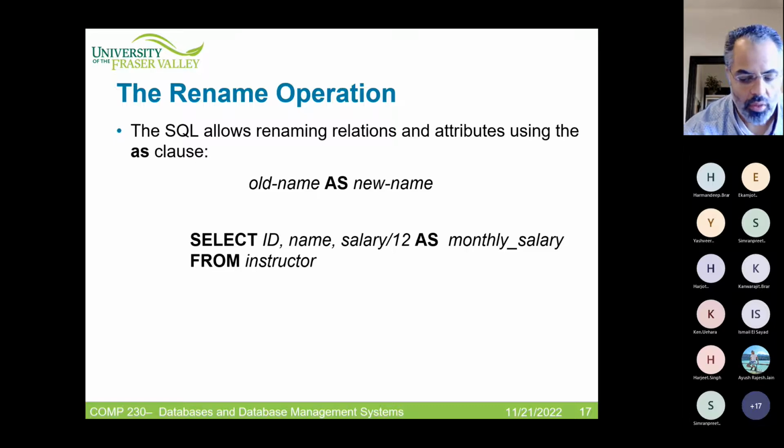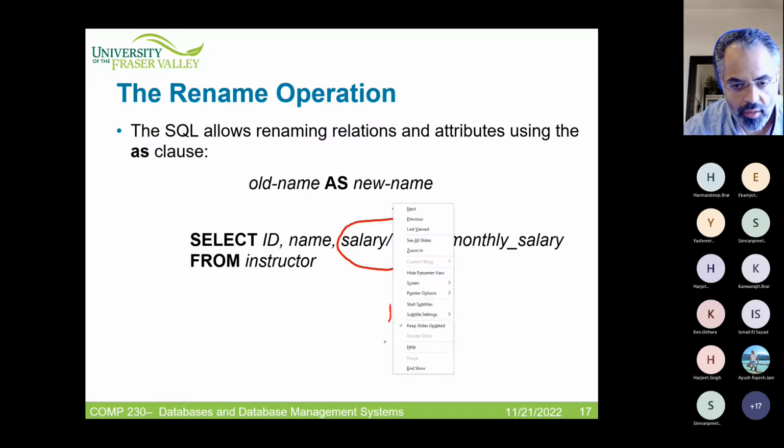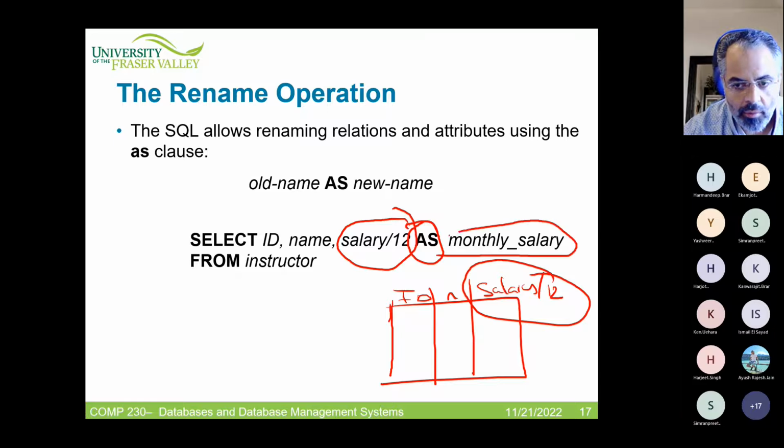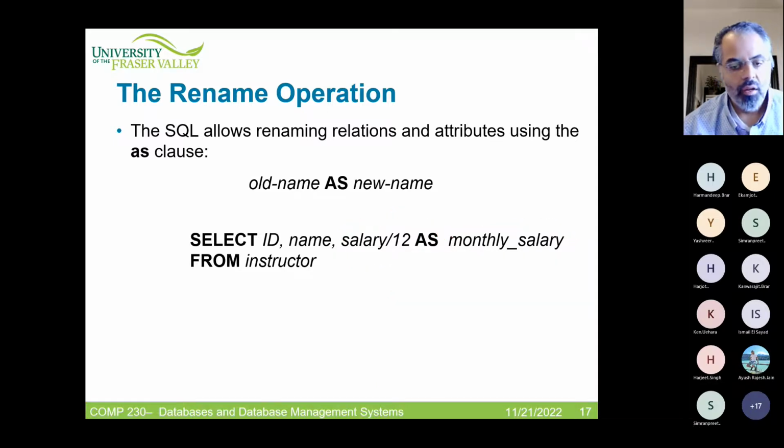Before this, we had an example where we said, okay, we can make salary divided by 12. And if I didn't use AS, then the output will look like this: ID, name, and salary divided by 12. But if I want to give a name for this, I can use AS. I name it monthly salary. So I can use AS to change the output name of any attribute, or even the name of the output table, not just the attribute.